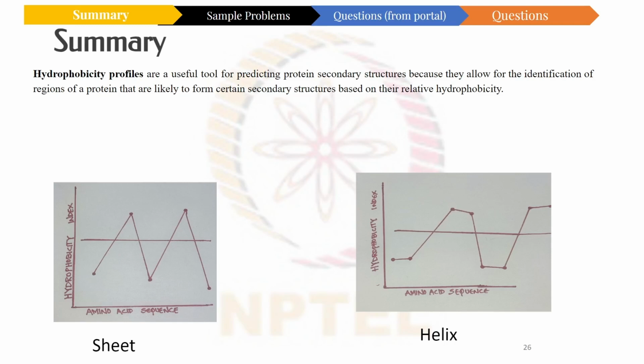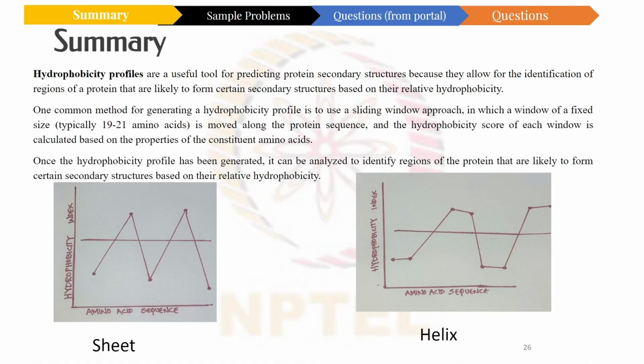So when we construct a hydrophobicity profile, we plot the hydrophobicity values of all the residues in the sequence, and we have a line parallel to the x-axis, which is an average hydrophobicity value line. When we see a pattern of alternating residues falling across this average assignment line, that is termed a sheet, as shown in figure 1. So if you have alternating residues along the average assignment line, that is representative of a sheet.